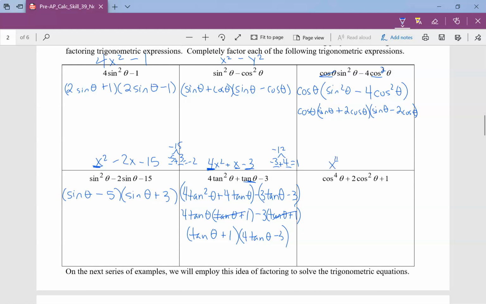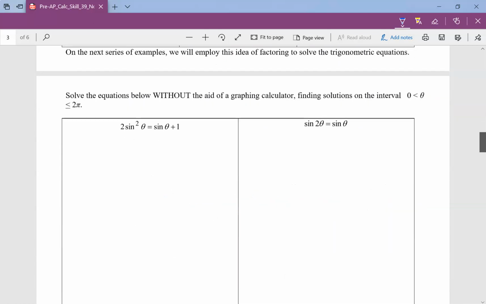Next one, this is a lot like doing x to the 4th plus 2x squared plus 1. Since this first exponent is double the second exponent, we're allowed to do this with the tree. Two numbers that multiply to 1 and add to 2 are just 1 and 1. And since this is a shortcut, we would write this as cosine squared theta plus 1 times cosine squared theta plus 1 again. Now you could write this as cosine squared theta plus 1 squared. Okay, so we're going to look at how we can do these in our next problems.